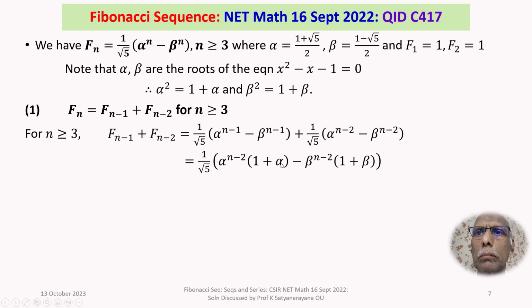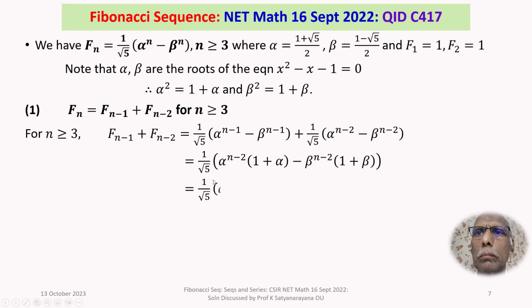So alpha to the power of (n minus 2) in brackets, times (1 plus alpha), minus, in a similar fashion, take out beta to the power of (n minus 2) common, and that will be multiplied by (1 plus beta), bracket close. Right, and we have already seen 1 plus alpha is alpha square, 1 plus beta is beta square.